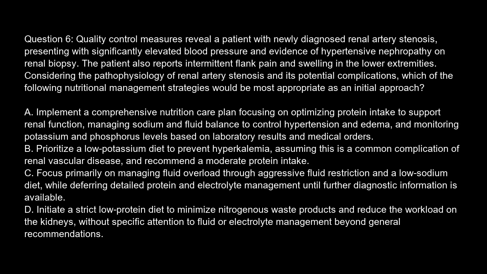Option A. Implement a comprehensive nutrition care plan focusing on optimizing protein intake to support renal function, managing sodium and fluid balance to control hypertension and edema, and monitoring potassium and phosphorus levels based on laboratory results and medical orders. Option B. Prioritize a low-potassium diet to prevent hyperkalemia, assuming this is a common complication of renal vascular disease, and recommend a moderate protein intake.